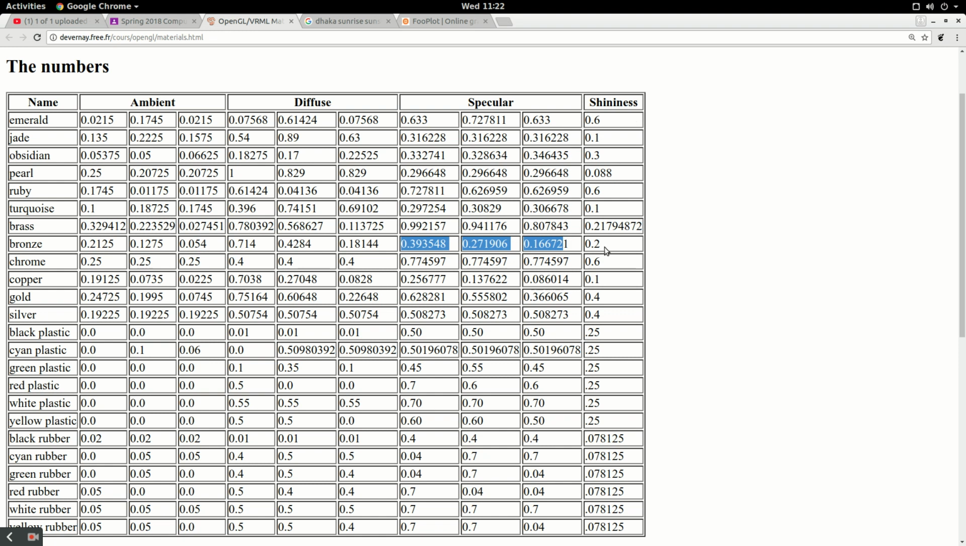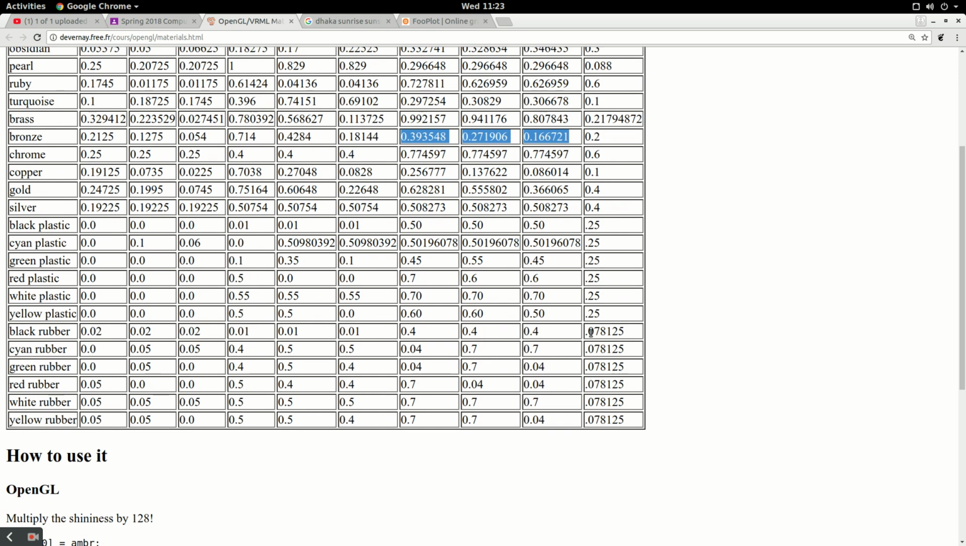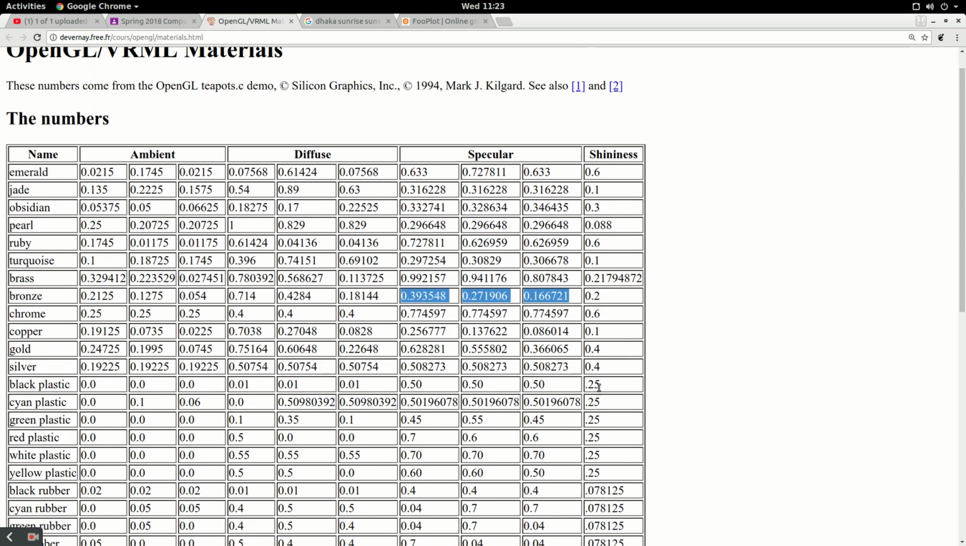For shininess, you come over here. Okay, so you can see that bronze, it has shininess 0.2. If you go for, let's say, gold, it's much shinier than that. It has a higher shininess value, 0.4. Okay. Plastics, they have low shininess. Okay.